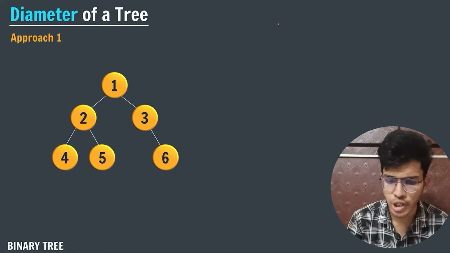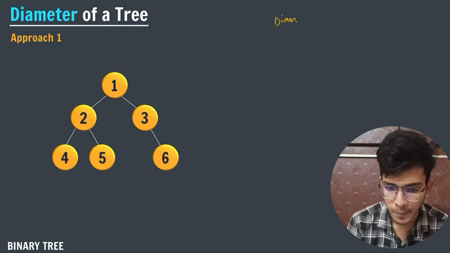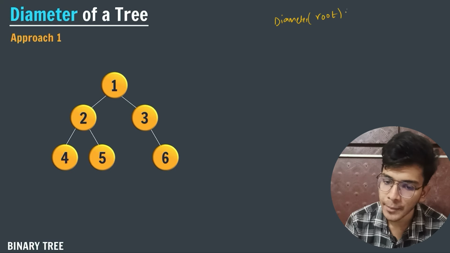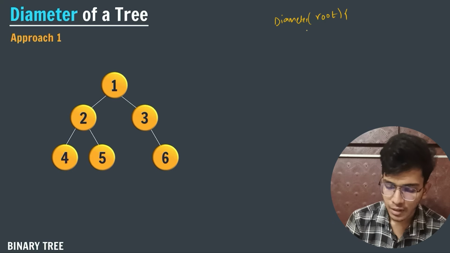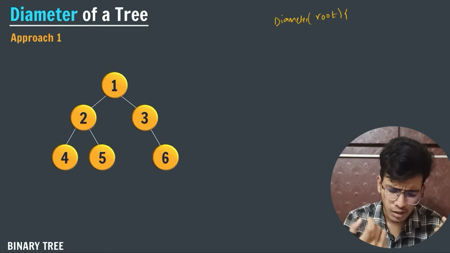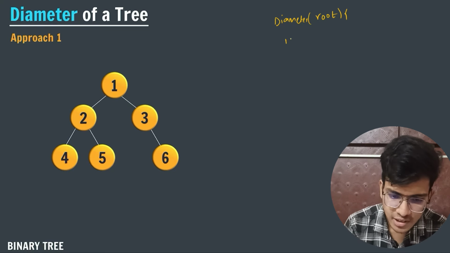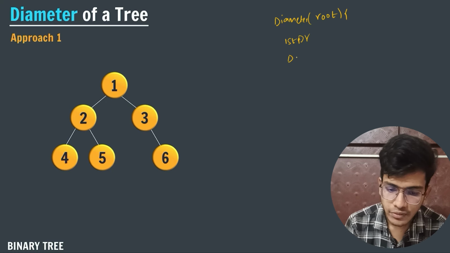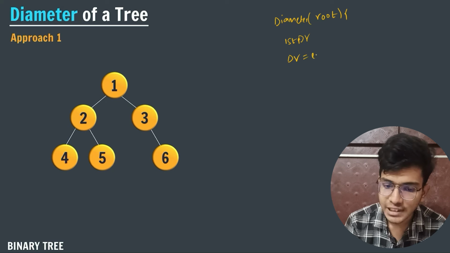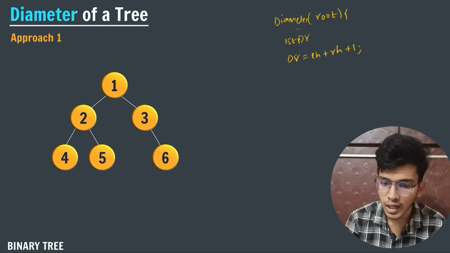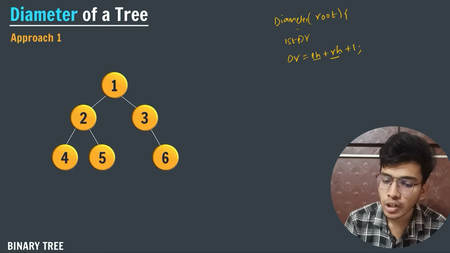So I will create a function, diameter, and in this I will pass my root node as my parameter. Now, first of all I need to calculate diameter through root, right? So the first step is diameter through root. I have extracted a formula that diameter through root is equal to left height plus right height plus 1, right? Before applying this formula, I need to have the values of left and right.